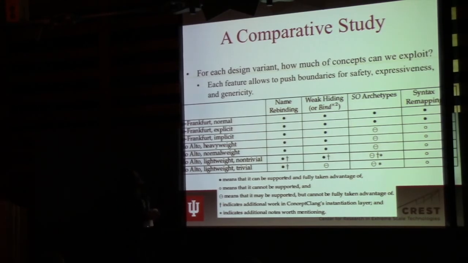Things like name rebinding and syntax remapping have been discussed in previous work. Name rebinding allows you to ensure one important property of the safety that concepts bring us: that if constraint satisfaction succeeds, instantiation should not fail. So successful constraint satisfaction implies successful instantiation of the function. And it's very important that that condition is not broken.